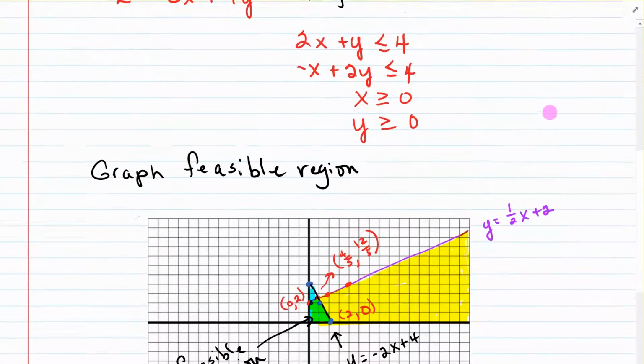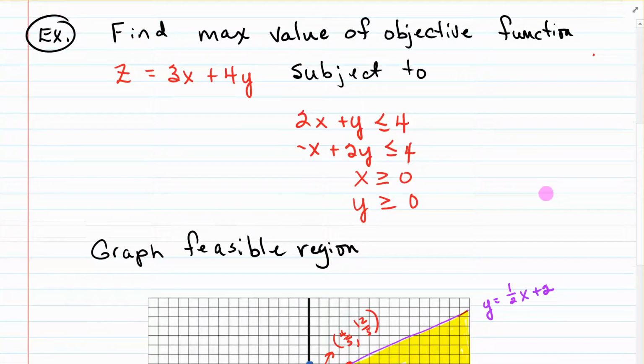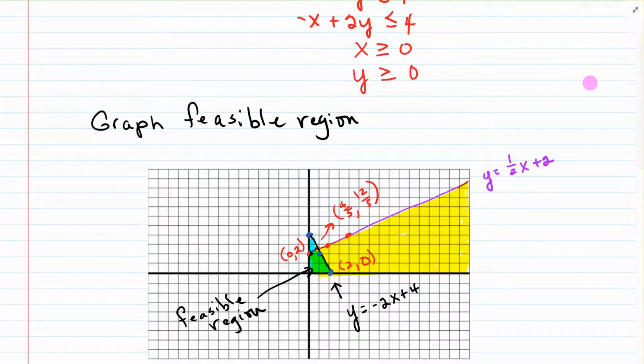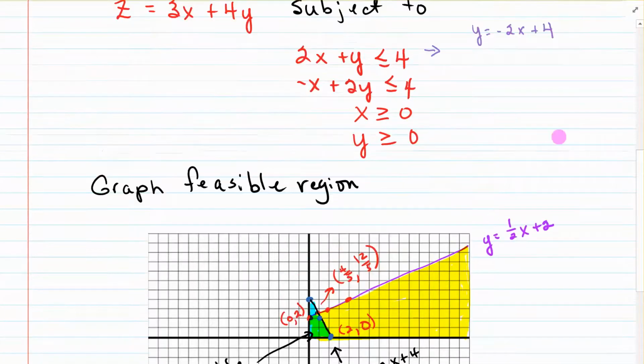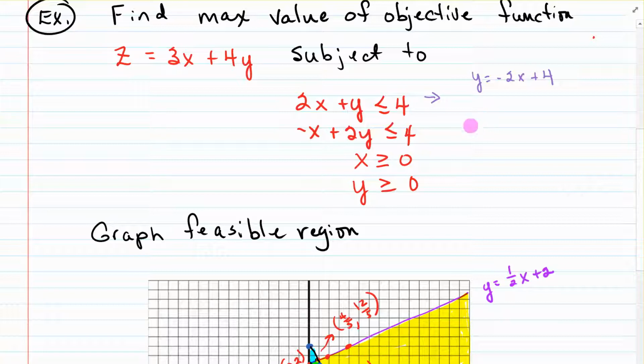So you want to graph each of these equations, and I changed each of them into y equals format. So if you take this one, you had y equals negative 2x plus 4, okay? And that is this line here. And then this one, you had 2y is equal to x plus 4, divided by 2, and you get y is equal to 1/2 x plus 2. That is this line.